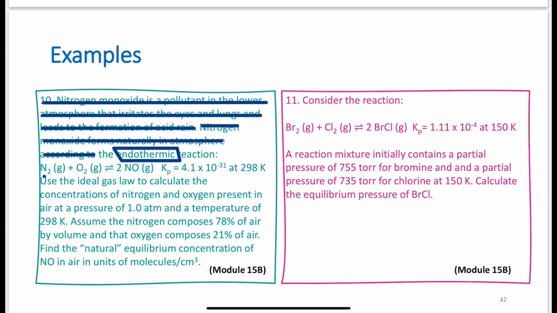N2 gas plus O2 gas in equilibrium with NO gas with a Kp value at 298 K. I may not care that it's endothermic, I just think it's interesting because that helps me if I ever want to deal with Le Chatelier's principle. Use the ideal gas law. Okay, I know that. PV equals nRT.